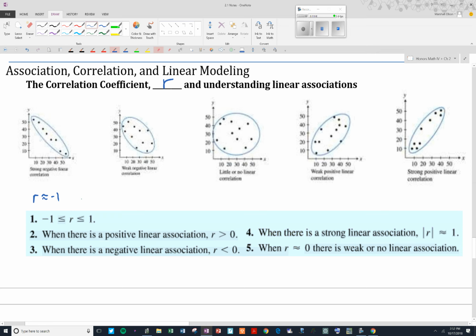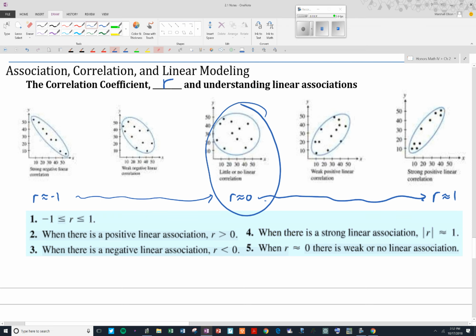Okay, and then as we go here, we get an R value that is close to 0 in the middle there, all the way to an R value here that is pretty darn close to 1. All right. R equaling 0 pretty much means that there is no correlation whatsoever.